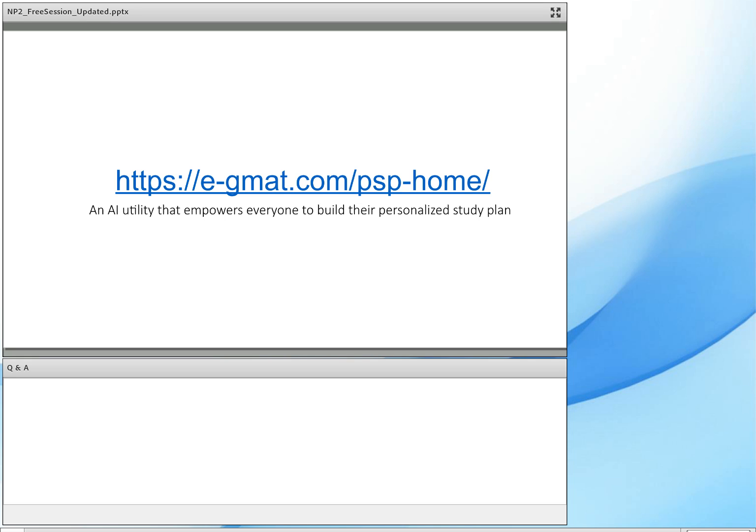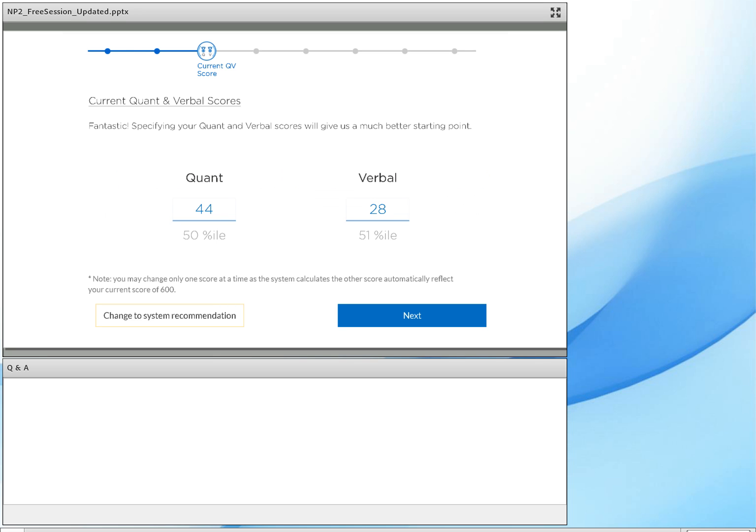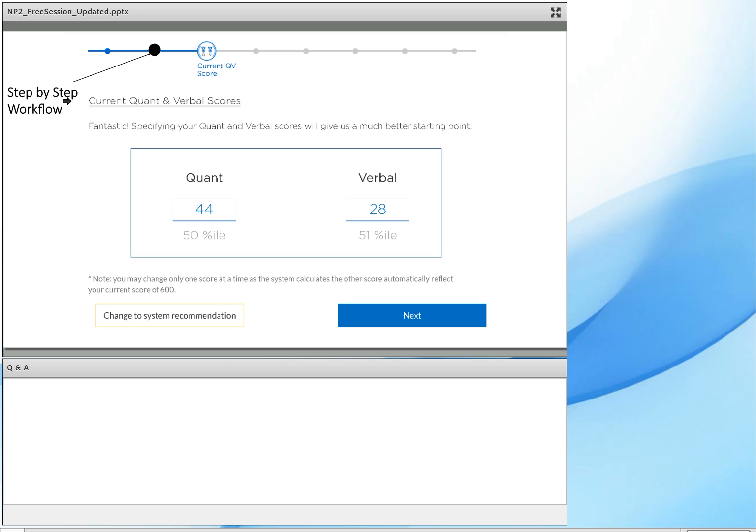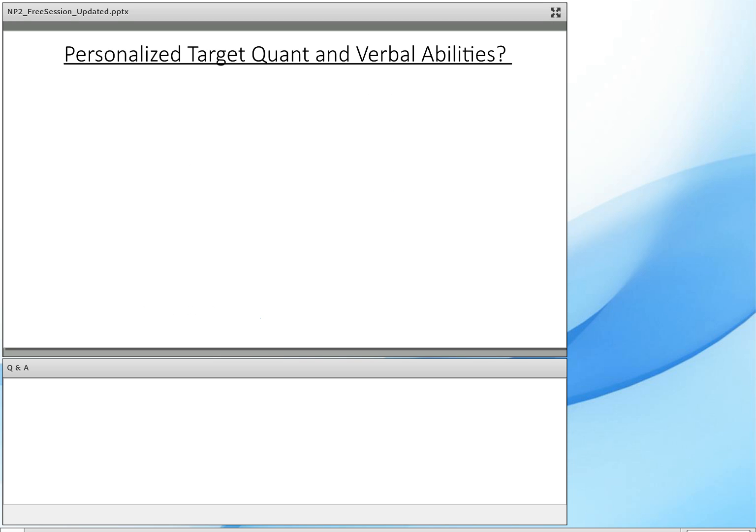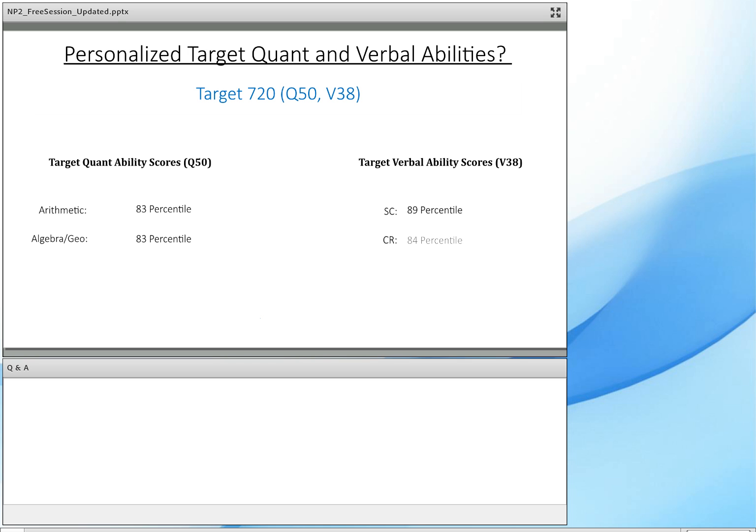What is this? It's an AI-driven utility that empowers each one of you to build that personalized study plan. It takes in your current quant and current verbal scores. You can see this is essentially a screenshot from PSP. Then based on your target score, in this case 720, it tells you what your target quant and target verbal score should be. From there, it tells you the target abilities in arithmetic, algebra, geometry, and various subsections in verbal to reach that V38.